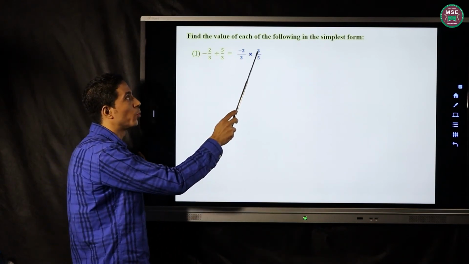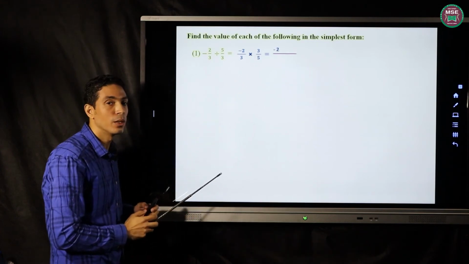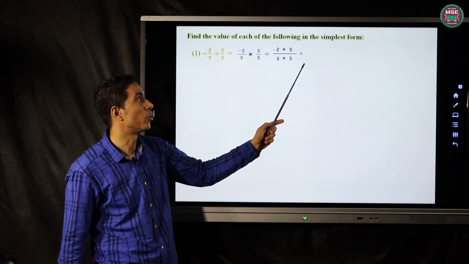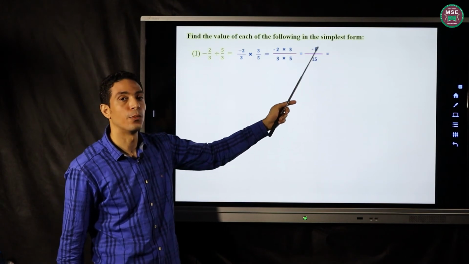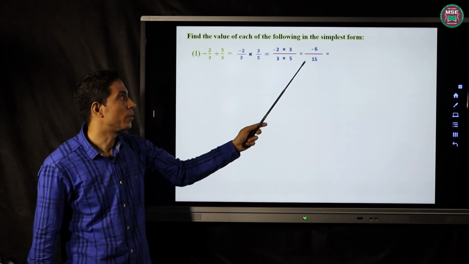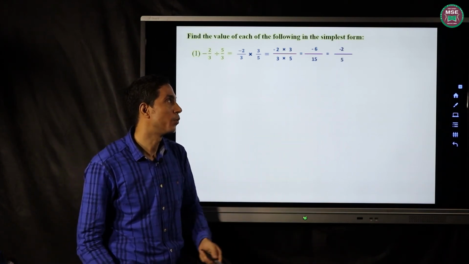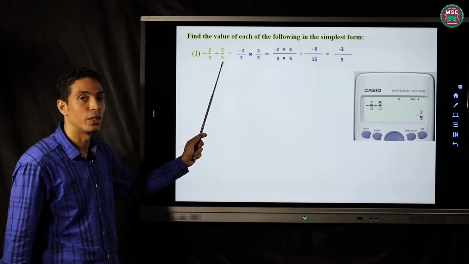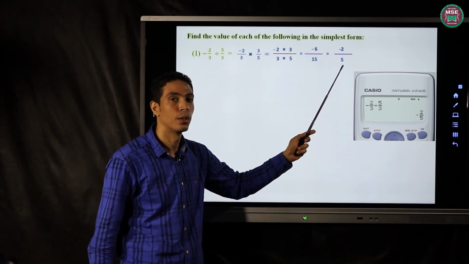Then multiply the numerators together and the denominators. Negative 2 multiplied by 3 will equal negative 6, and 3 multiplied by 5 will equal 15. Negative 6 over 15, is it simplified? The two numbers are divisible by number 3. Negative 6 divided by 3 will equal negative 2, and 15 divided by 3 will equal 5. And we can check the answer by typing negative 2 over 3 divided by 5 over 3 on the calculator. The result will equal negative 2 over 5.